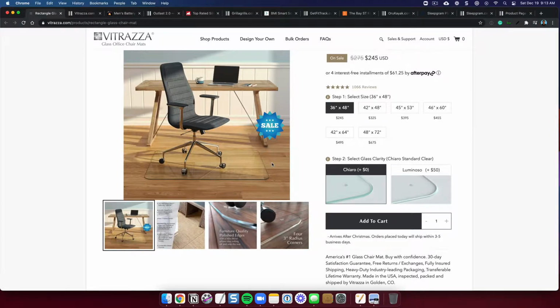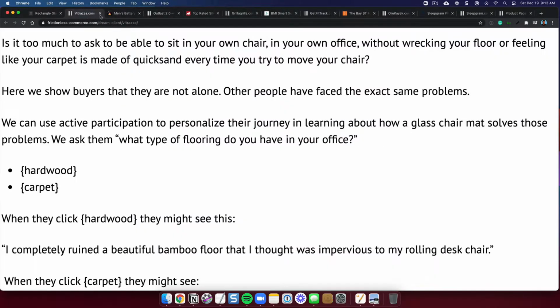They don't give a damn about how this product does on multiple surfaces, because the person who's buying it has just one surface. So you can actually use active participation in this very specific instant to not just connect with the buyer, but to actually then tell them a really compelling story.